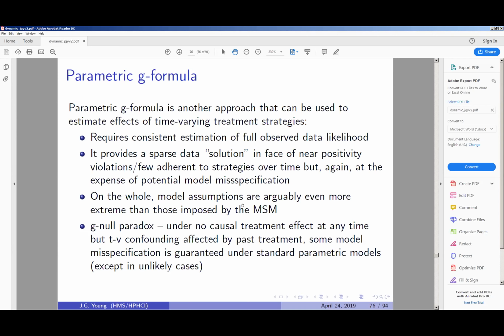Another problem with the parametric G formula is a phenomenon called the G-null paradox. You can prove that under no causal treatment effect, in a scenario where there's no effect of treatment at any time, but you have time-varying confounders affected by past treatment, some model misspecification can be guaranteed when estimating this full data likelihood using standard parametric models. There are some special cases, and in practice, it's not really clear.